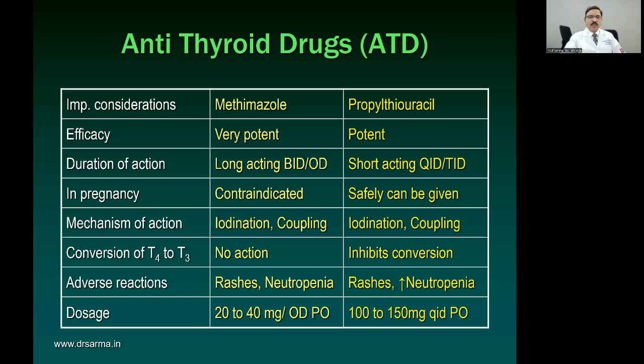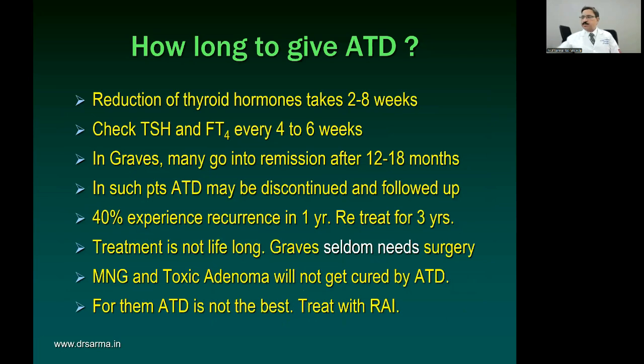Rashes can occur. What is the dose? Methimazole is available as 10 milligram tablets. You can give 20 to 40 milligrams once in a day per oral. Propylthiouracil is available as 100 milligram capsules. You can use 100 to 150 milligrams 4 times a day per oral. These are the differences between methimazole and propylthiouracil.